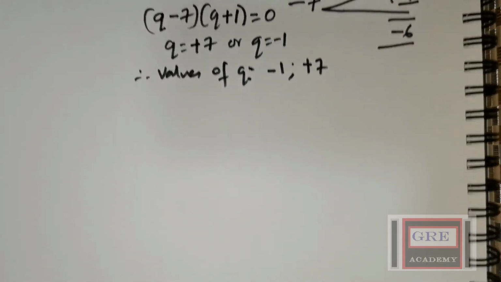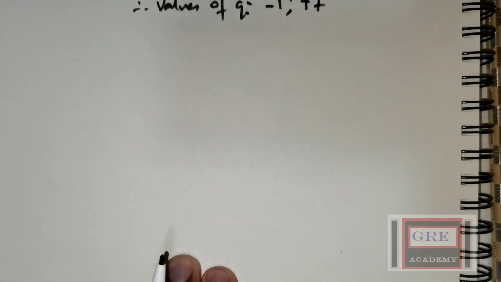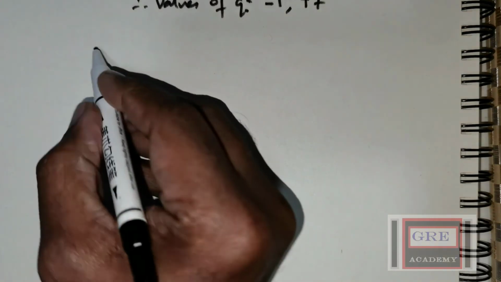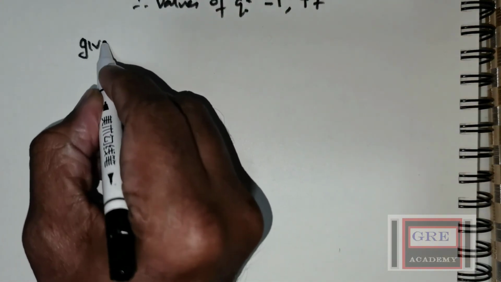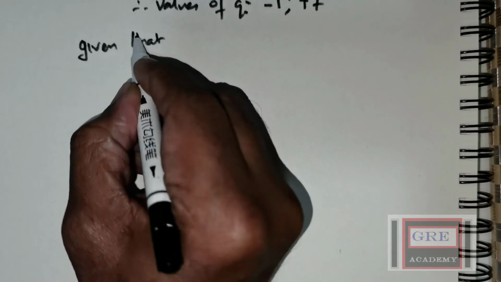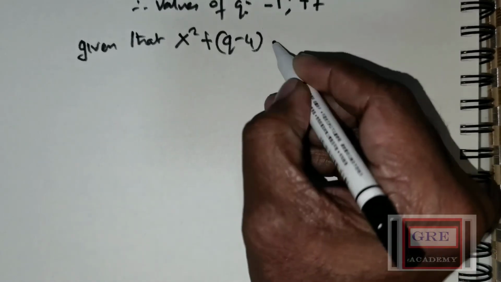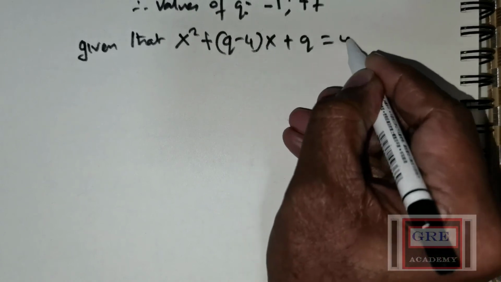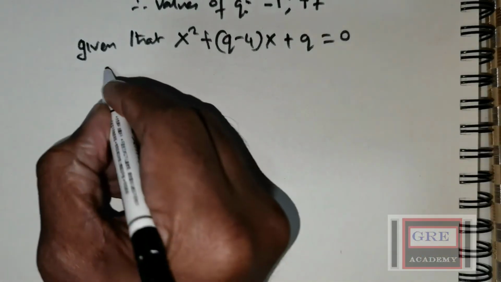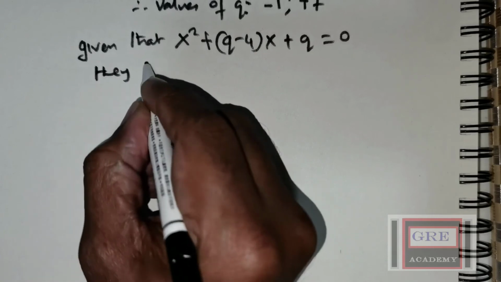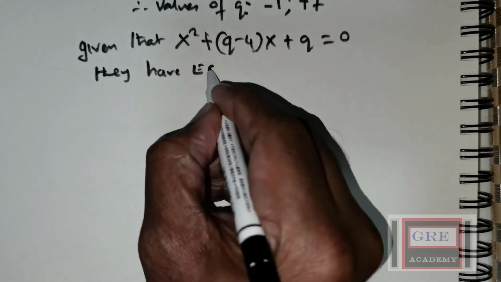Now we are given the next question. Let's do that question also. So we have been given that x squared plus (q minus 4) x plus q is equal to 0. They have equal roots.